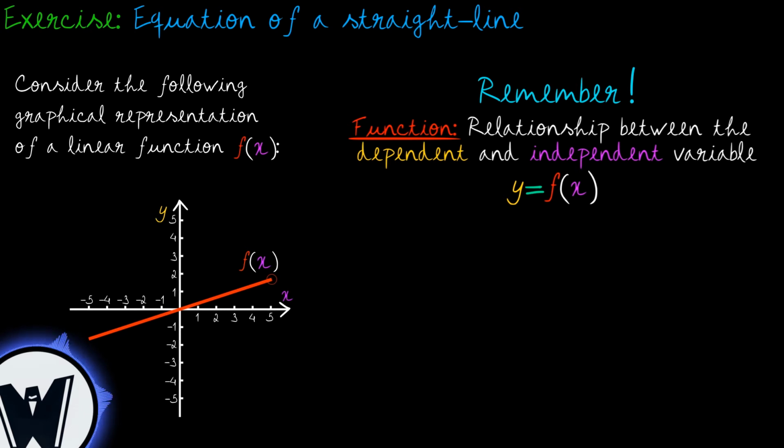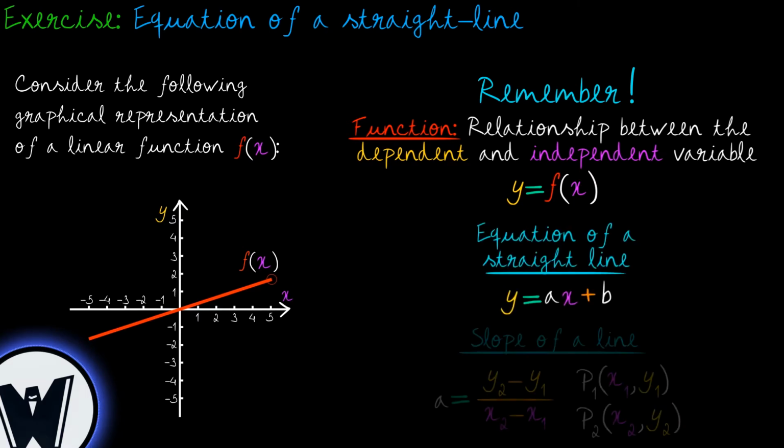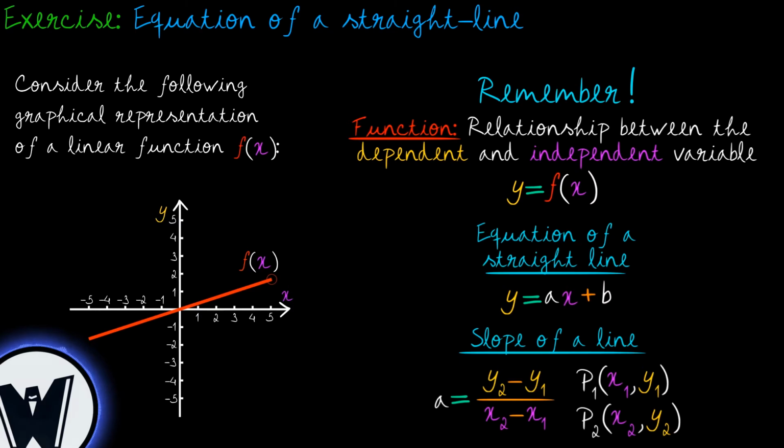So we can say that f of x is a function of y. The general formula for the equation of a straight line is y equals a times x plus b, being a the slope or gradient and b the value of the ordinate when the abscissa is 0. The expression of the slope is derived from the previous expression, giving the ratio between the change in y and the change in x. This parameter gives a measure of how steep or inclined our line is.